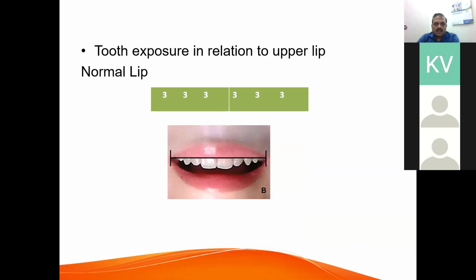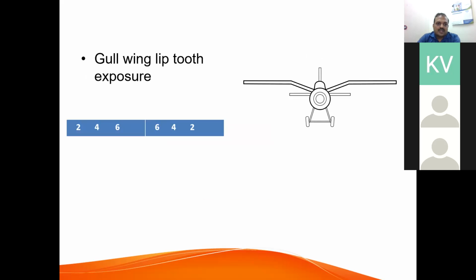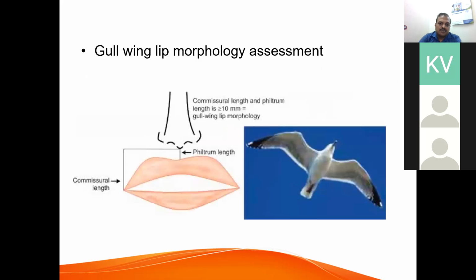In a normal tooth exposure of the upper lip, there is an even exposure of the teeth, but it's not like that in the gull-wing. In a gull-wing lip, the central incisor will have more exposure because the tubercle is missing or is superior to the vermilion on either side, and there is progressively less exposure laterally. This picture will give you a clear appreciation of the gull-wing lip. The tubercle will be shorter compared to the lateral, so in the central incisor there will be an excessive show compared to the lateral region.